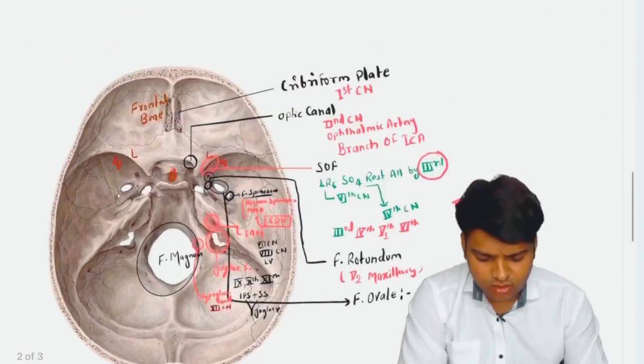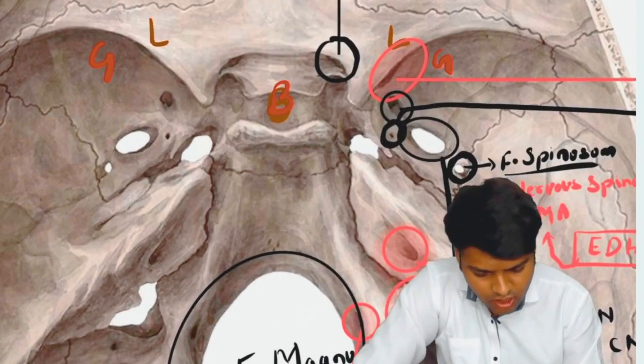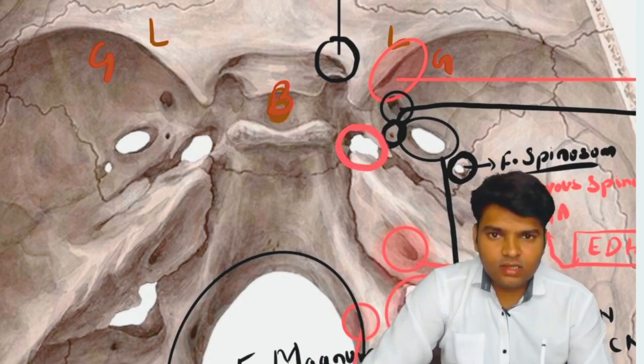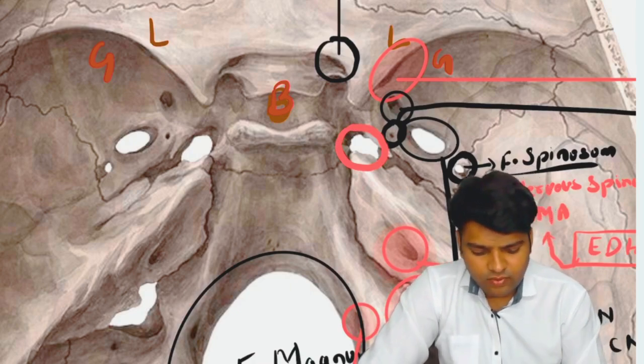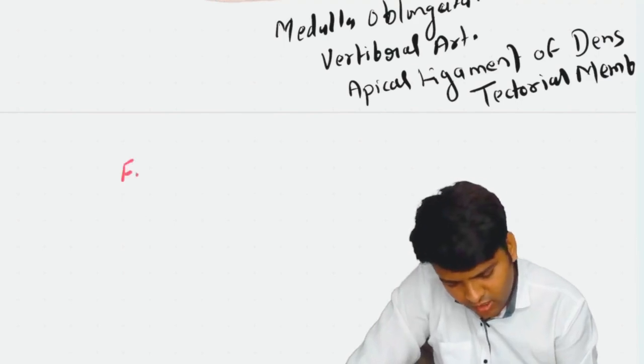But I think here one more foramen, one more opening is here. You all are able to see this. This is the foramen lacerum. So I will write here about the foramen lacerum. Okay, foramen lacerum.